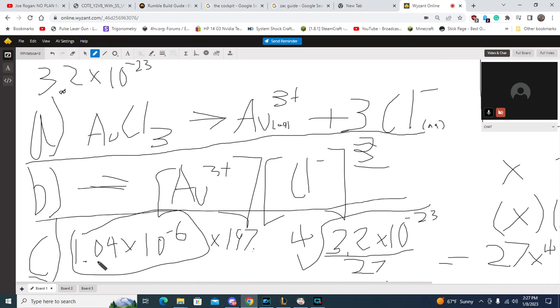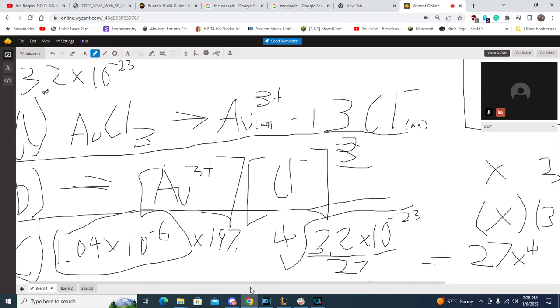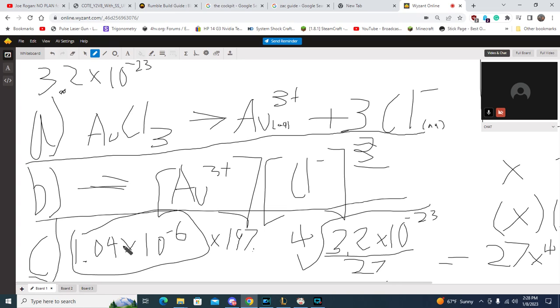We then take our Ksp, which is up here, and divide it by 27, then take the 4th root, and that gives us 1.046 times 10 to the -6th power. And that's a molarity, a concentration, and that's for 1 liter. So if we want to get rid of the liters, we multiply by 1 liter, so we have the same molarity.